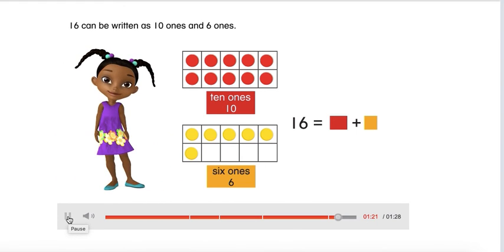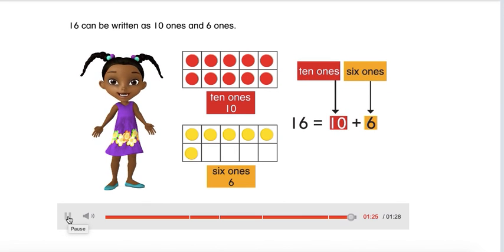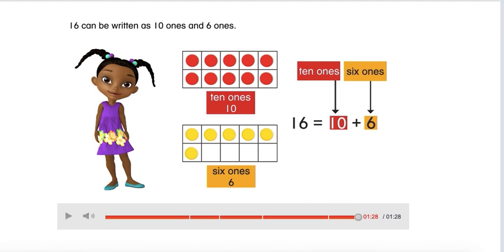16 can be written as 10 ones and 6 ones. Now you know how to find parts of 16. All right, so now we will get over to our lesson.